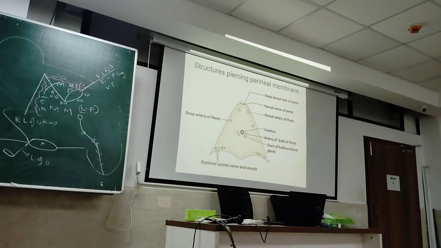Anteriorly and midway is the deep artery of the penis, which supplies the crus of the penis or clitoris. These regions are drained by the deep dorsal vein of the penis. In addition, there is the dorsal artery of the penis, which also accompanies the deep dorsal vein and the dorsal nerve of the penis. The deep dorsal vein and dorsal nerve of the penis do not pierce the perineal membrane. They pass through the space lying between the perineal membrane and the pubic symphysis.